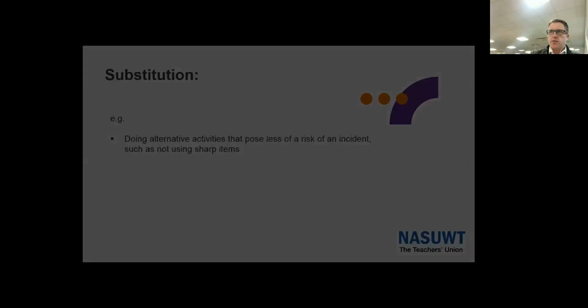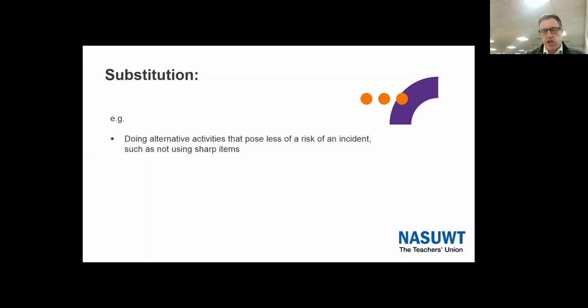Once we've gone through the elimination stage and we've done all we can there, then we come to substitution, which essentially asks, can we do something else that will reduce the risk of an incident? The example I've put there is not using sharp items. If you're in a craft area, are there any other items you can use that remove sharp items, so you're reducing the risk of an item being used as a weapon?